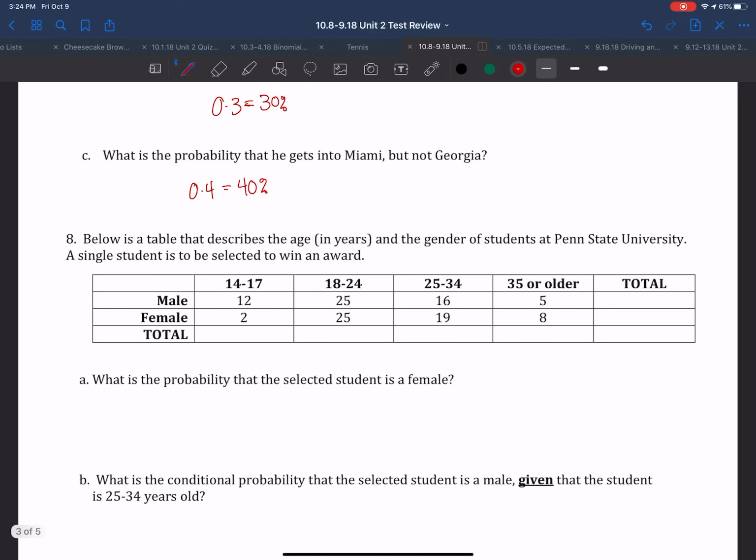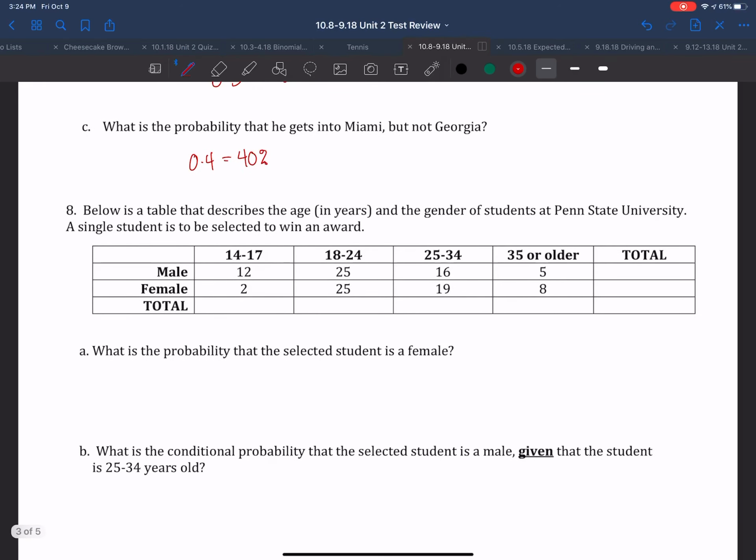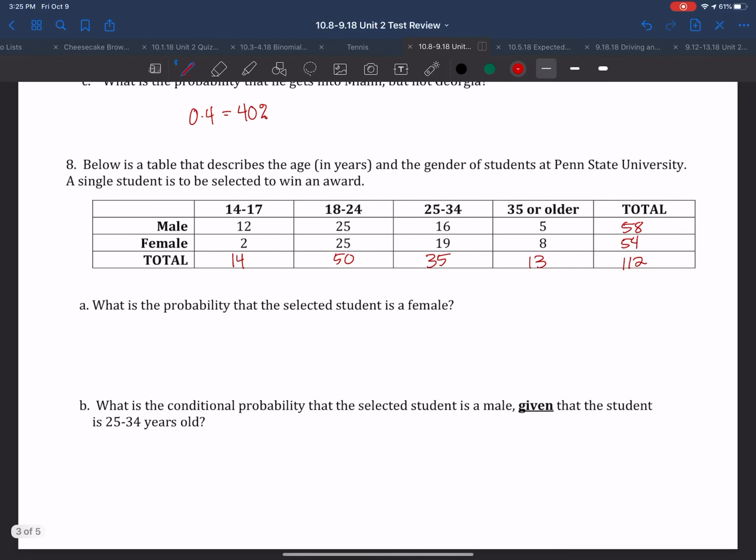Number 8 says, below is a table that describes the age in years and the gender of students at Penn State University. A single student is to be selected to win an award. And so first thing I want to do is add up my columns and rows. So my columns, we've got 14, 50, 35, 13. And then for my rows, I've got 58, 54, and 112 total. And so it says, what is the probability that the selected student is female? Well, we have 54 females out of 112 total. So it's going to be 54 out of 112, which is 0.482 or 48.2%.